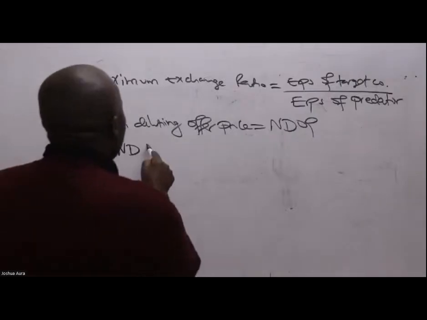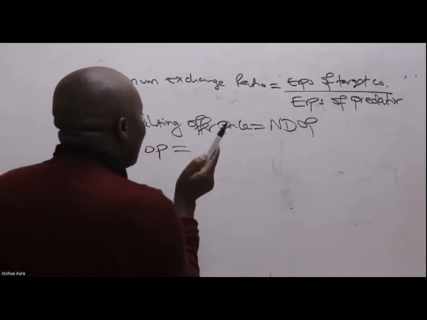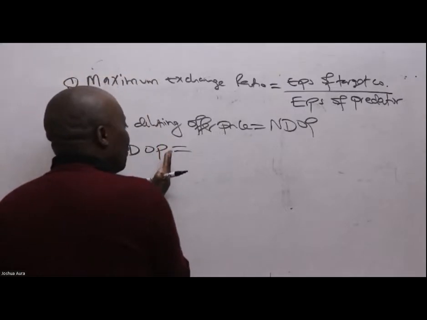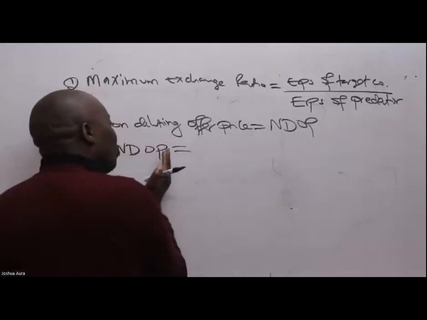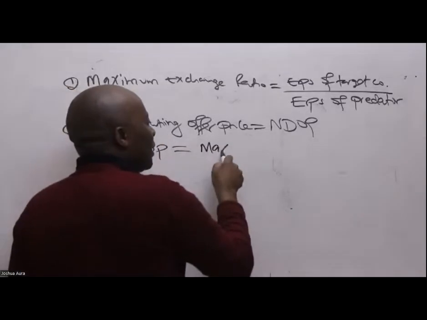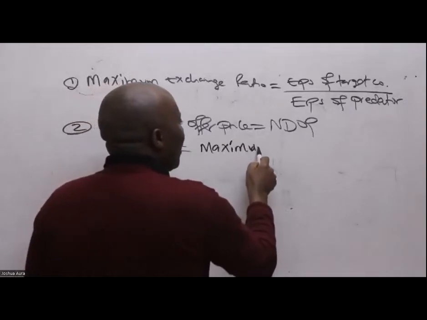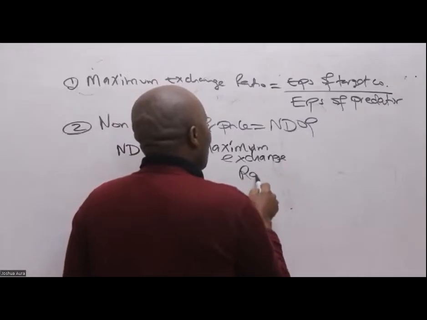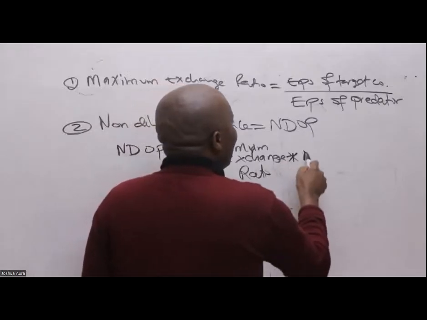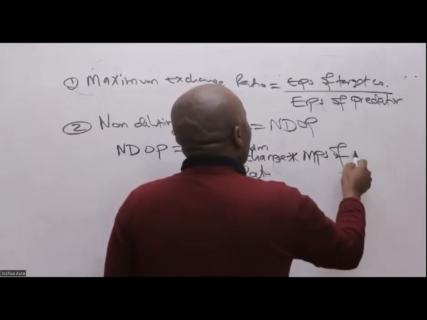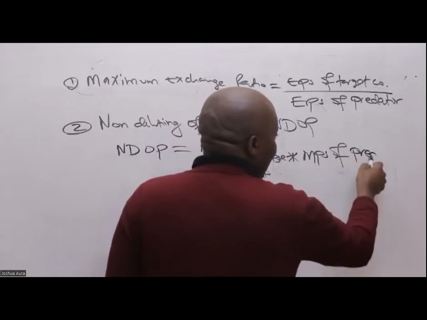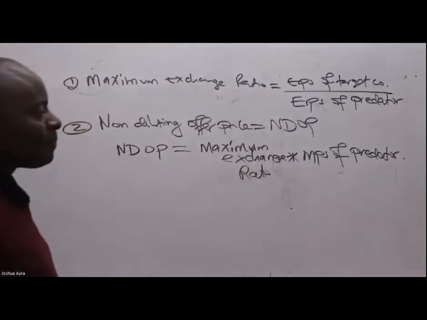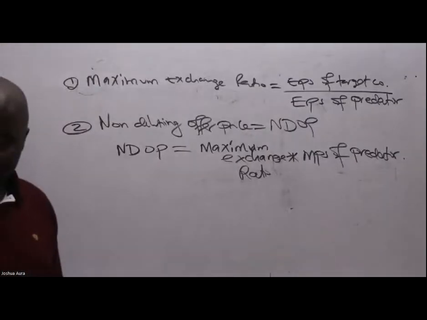NDOP. The easiest way that I taught you to remember this formula is that anytime you want to get NDOP, always think about maximum exchange ratio times MPS, not MPS of the target, but MPS of the predator company.